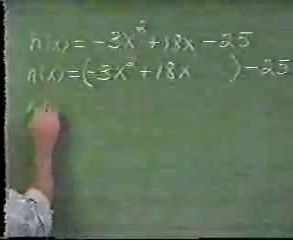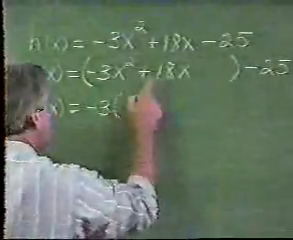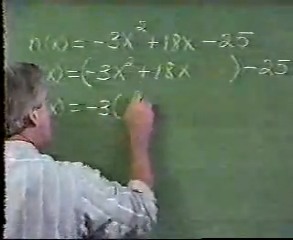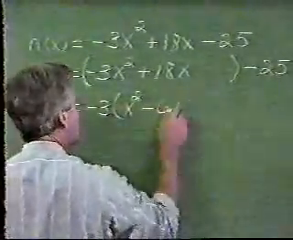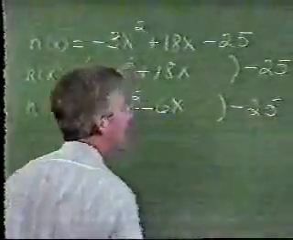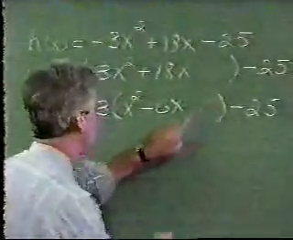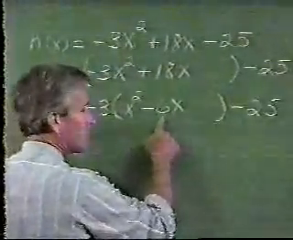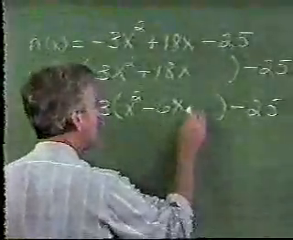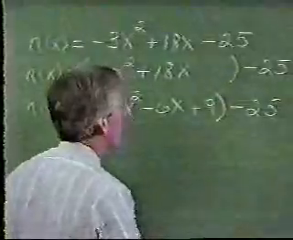All right, let's see. We'll factor the negative 3 out of these two terms, and we have x squared minus 6x, and the negative 25 just comes down. Now we're ready to complete the square within the parenthesis. Half of the negative 6 is negative 3. Negative 3 squared is 9. So we're adding 9 in here, or 3 squared.